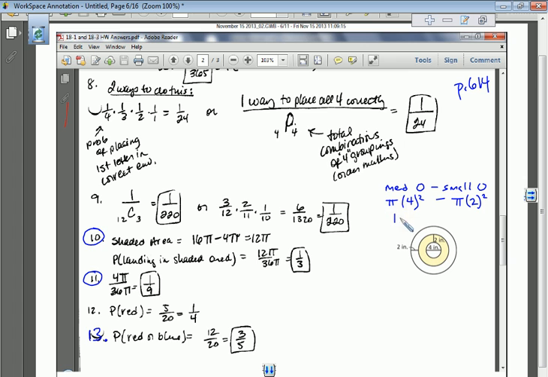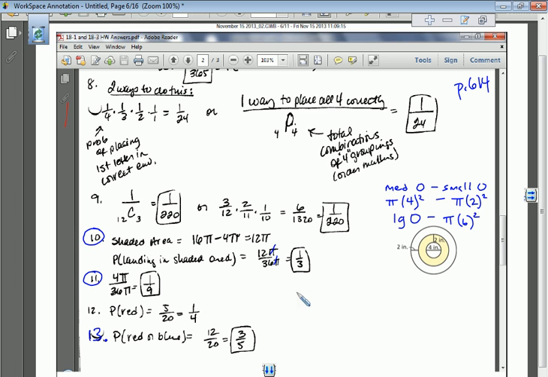Over the large circle, which is our total, and the large circle would be the 2 and the 2 more and the 2 more, so it would have an area of pi times 6 squared, or 36 pi. So the pi's are going to cancel, and 12 over 36 reduces to 1/3.